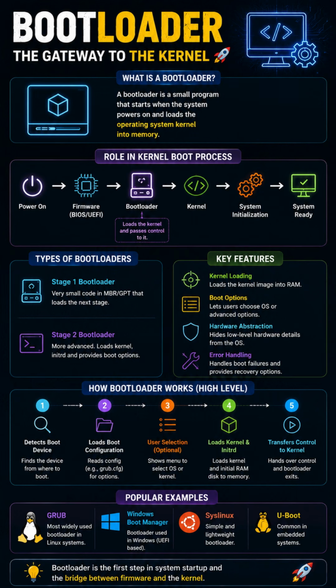The boot process begins with power on. The BIOS or UEFI initializes the hardware and then starts the bootloader. Next, the bootloader locates the Linux kernel stored on the disk or flash memory. It loads the kernel image into RAM, along with supporting files like the initramfs if required. After loading everything successfully, the bootloader hands over execution to the kernel. From this point, the bootloader's job is complete, and the kernel begins initializing the operating system.